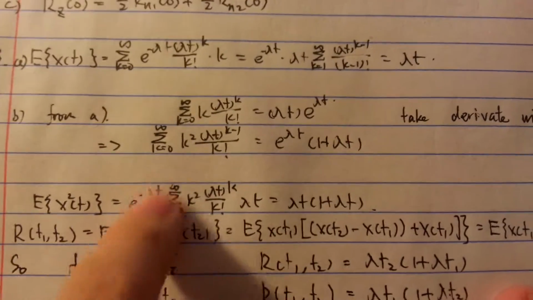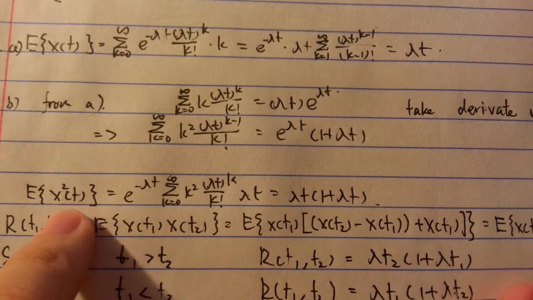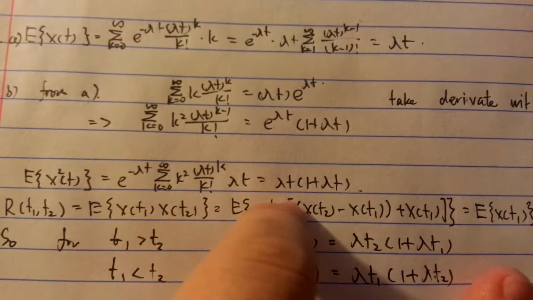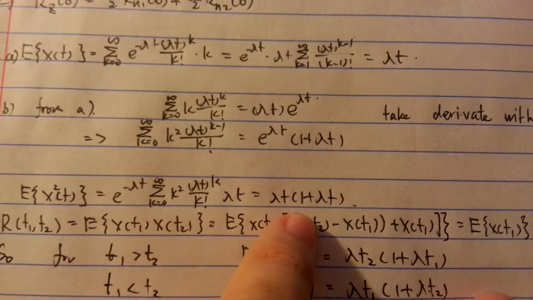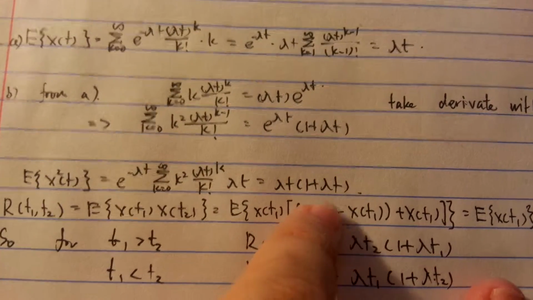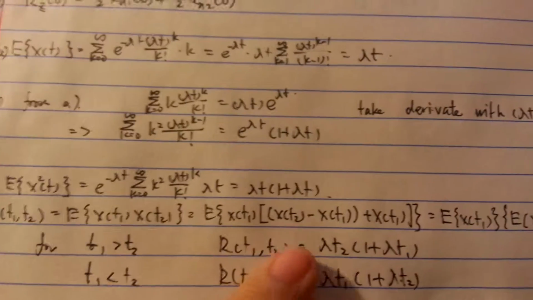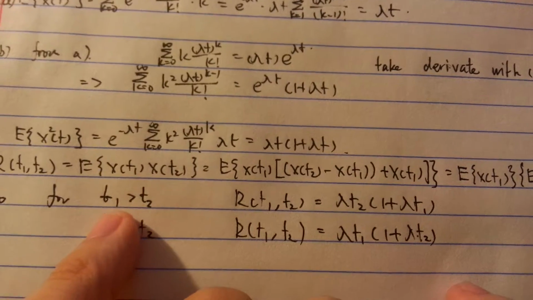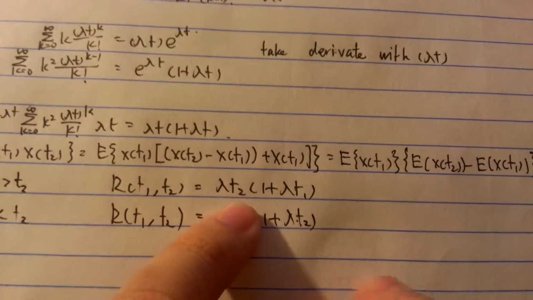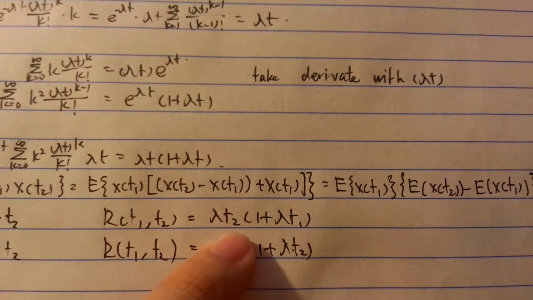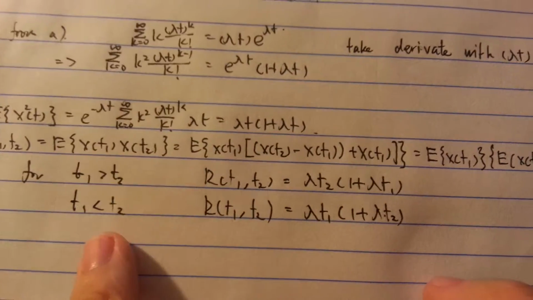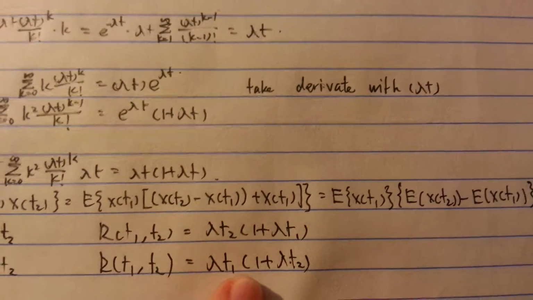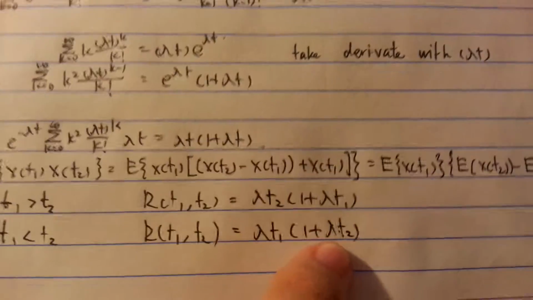Under this condition, we can easily calculate the expectation of x squared of t. This is just equal to lambda t times 1 plus lambda t. Then we use all the solutions in the autocorrelation function equations. What we get is that if t1 is bigger than t2, the autocorrelation function is lambda t2 times 1 plus lambda t1. And if t1 is smaller than t2, the autocorrelation function is lambda t1 times 1 plus lambda t2. And that's all. Thank you very much.